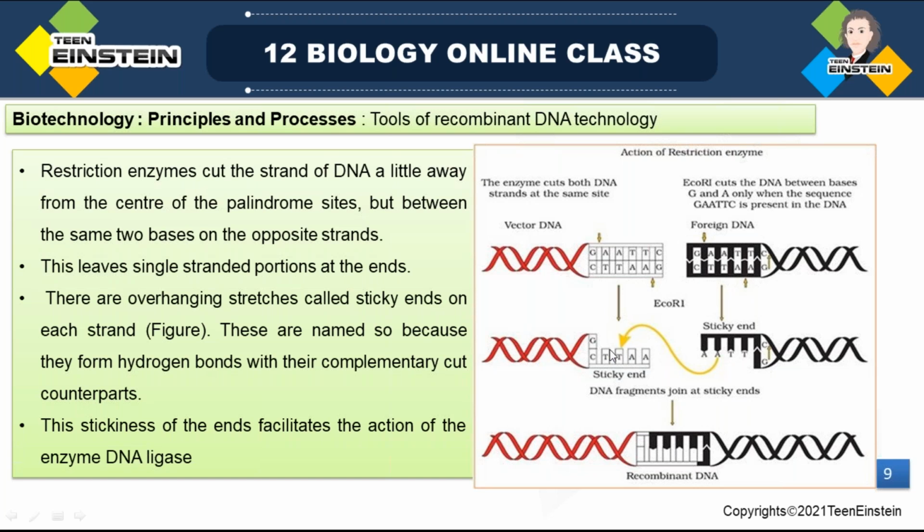So why is it called a sticky end? These ends form hydrogen bonds with the complementary cut part. That means when both these sticky ends of DNA fragments are joining, then that forms the hydrogen bonds. Here you can see base pairs. There is no complementary strand here on the opposite side, and here also there is no other strand.